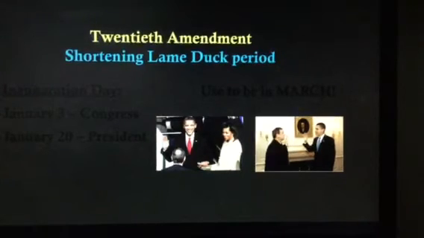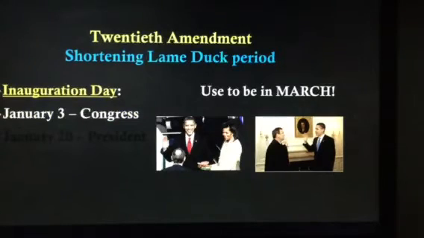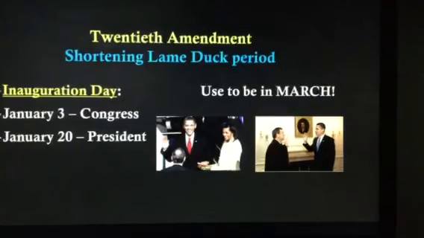The 20th Amendment shortened the lame duck period for a new president and Congress after the election in November. Inauguration Day, which used to be in March, that's a 4-month, what we call lame duck period for the old Congress and the old president after the elections in November. Now a new Congress is sworn in January 3rd, and a president on January 20th.